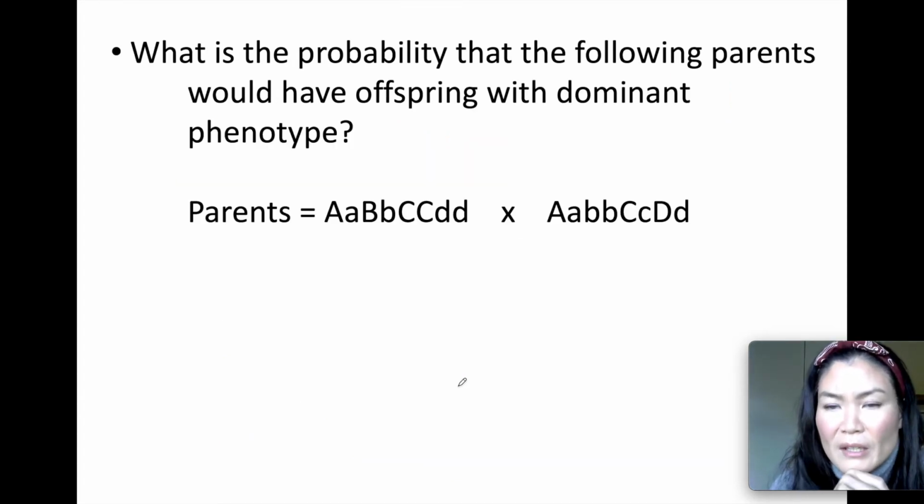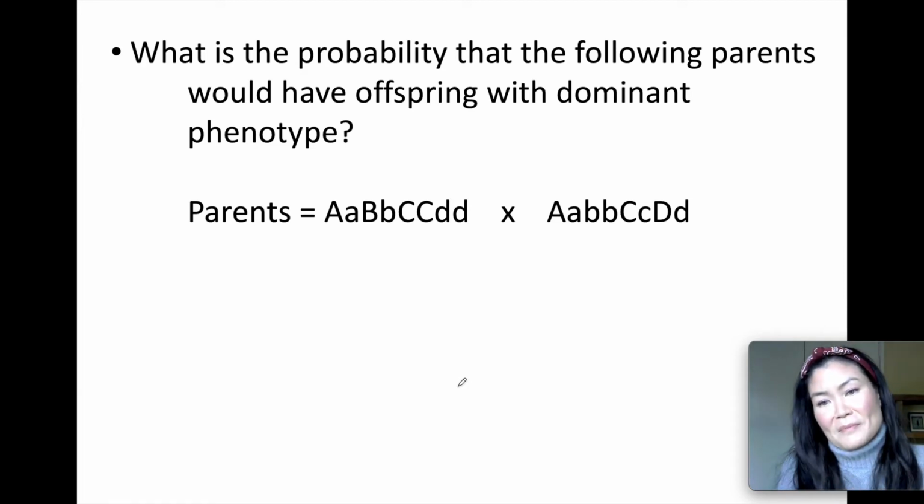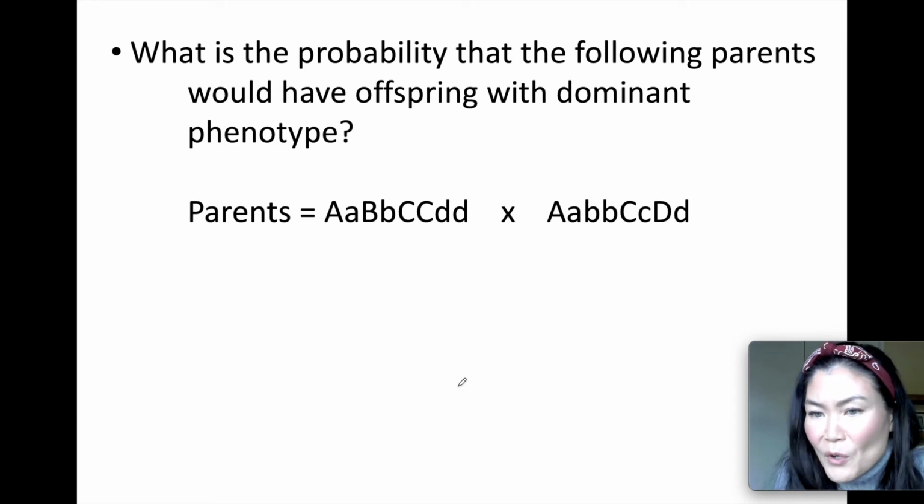What is the probability that the following parents would have offspring with dominant phenotype? You guys, now we're not dealing with dihybrid. What is this called?